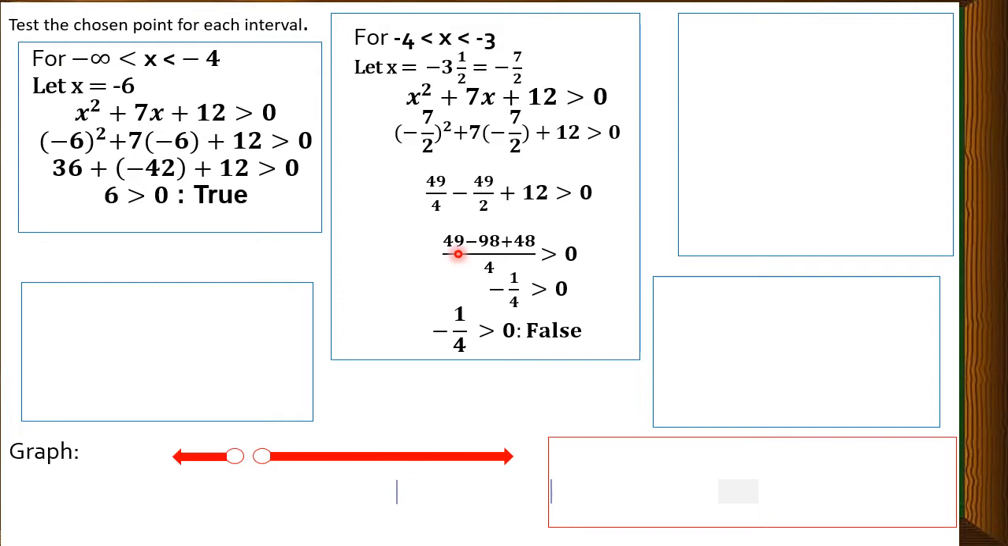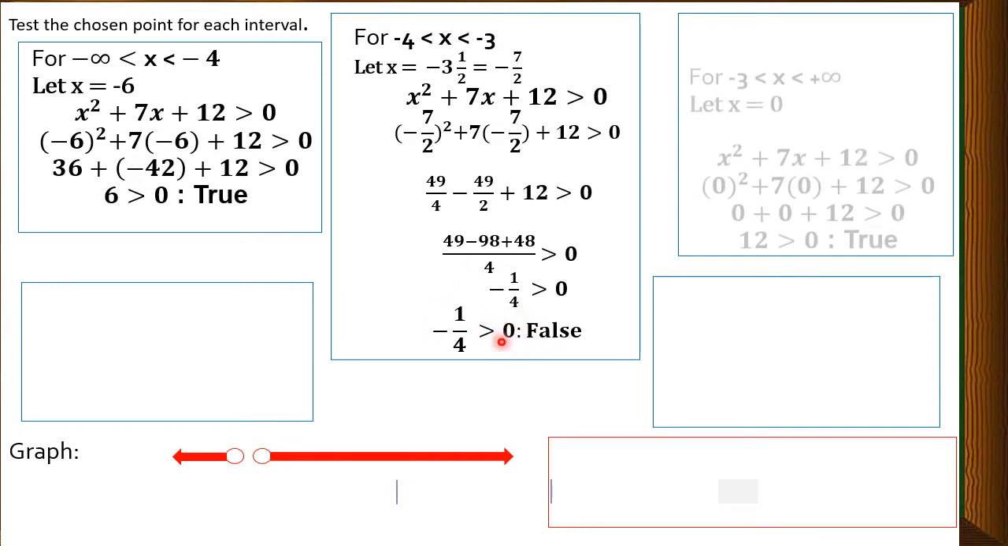So 49 plus 48, that is 97, minus 98, that is negative 1. Copy the denominator, which is 4, greater than 0. So negative 1/4 greater than 0 is a false inequality. So therefore, this is not part of the solution.